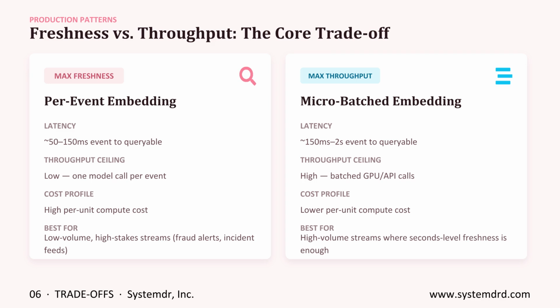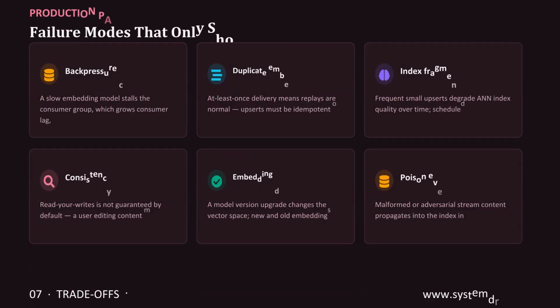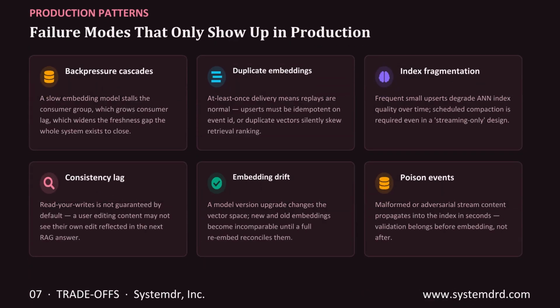Now, trade-offs on paper are one thing. Let's look at what actually breaks under real load. 6 failure modes. None of these show up in a demo or a design review, only under sustained production load. Back pressure cascades are the most common. Any slowdown downstream, embedding, upsert, propagates backward into consumer lag, which is ironic because the whole point of this architecture was to eliminate lag.